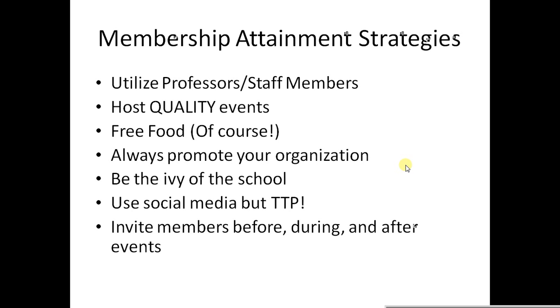So let's talk a little bit about membership attainment strategies. First and foremost, you have to utilize professors and staff members. Why? Because they have the commodity which you want, which are the students. They have something that you want. You have to host quality events. People will come to you when you host quality events.